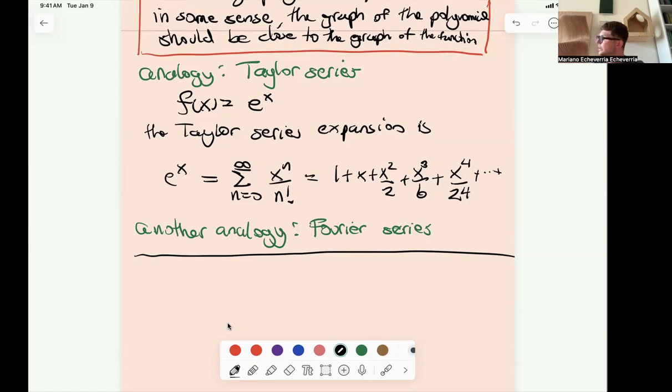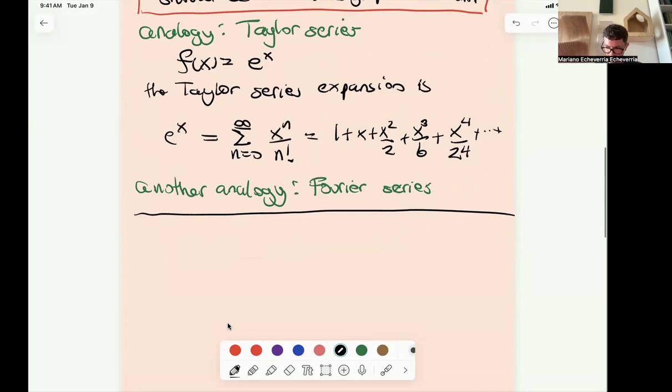So the idea, again, is that you want the graph of the polynomial to be in some sense close to the graph of the function. So you want a way to compute how close two graphs are. That's the first thing that we should discuss: what is a natural way to determine how close the graphs of two functions are to one another? That's the first step of what we're going to do.